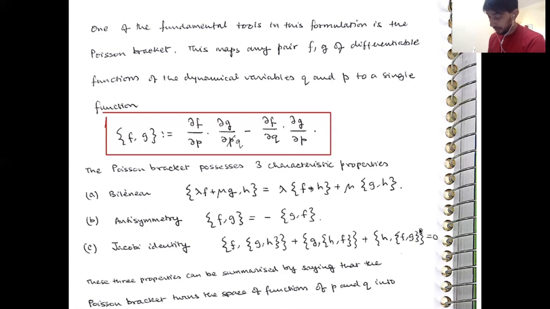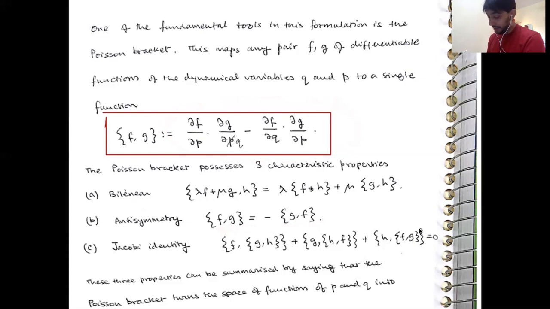If λ and μ are constants, and you have λf plus μg, and you have this other function h, then it just becomes λ times the bracket of f with h plus μ times the bracket of g with h. So that's by linearity. You also have anti-symmetry, which is obvious from the way that you have defined this. So the Poisson bracket of f and g is anti-symmetric, and it's minus the Poisson bracket of g and f.